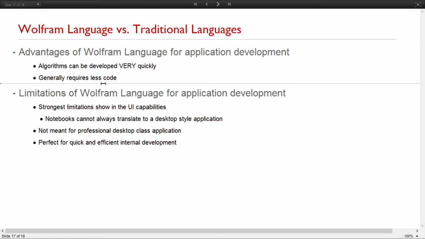The limitations, for me, as far as what I saw with application development, were some strong limitations in the UI capabilities. I don't think you're ever going to be able to develop a professional-looking desktop application. There are just some limits in the way the notebook is set up. But I think you can get to something that looks pretty nice, and especially if it's for quick internal development, I think it'll probably meet any requirements that you have.